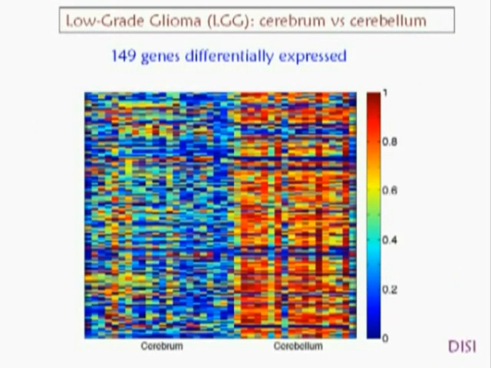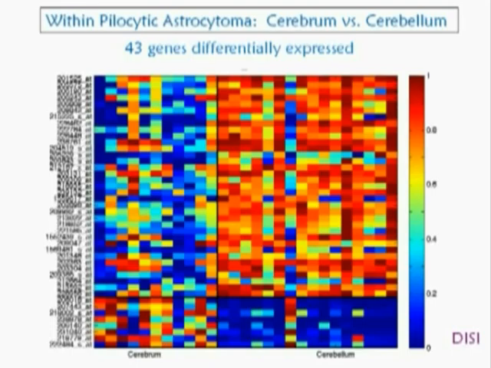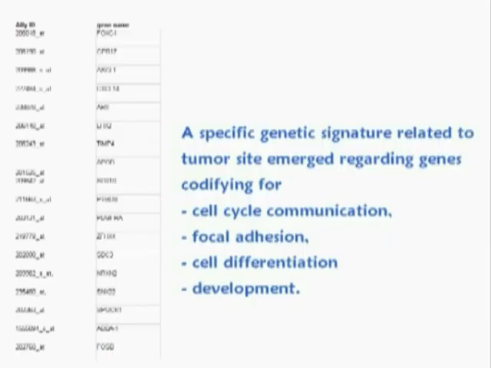And we got 140 genes differentially expressed in low-grade glioma, considering the site of the lesion, so cerebrum versus cerebellum. And specifically for the pilocytic astrocytoma, 43 genes differentially expressed emerged from the analysis of the microarray data.